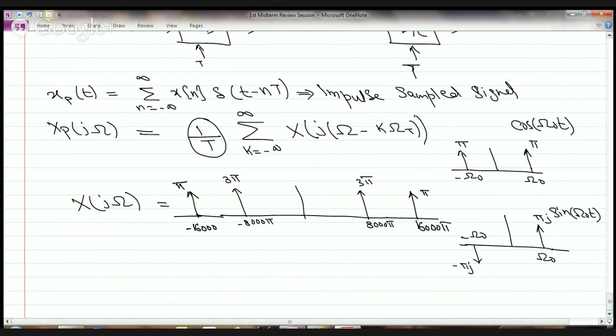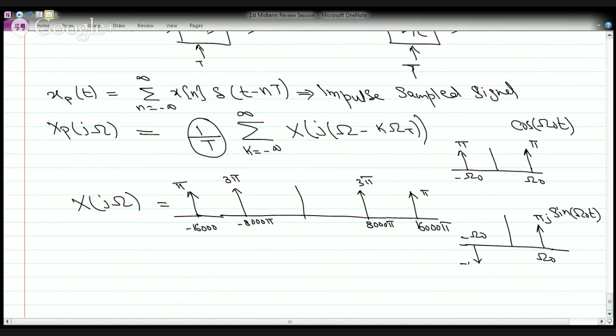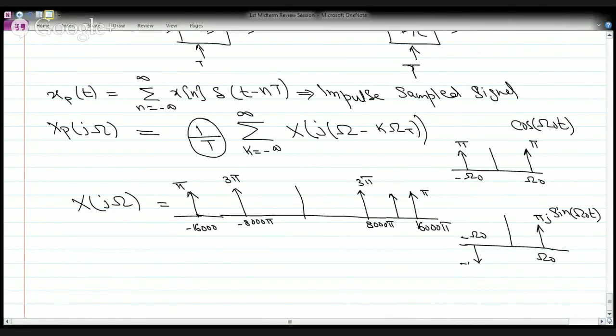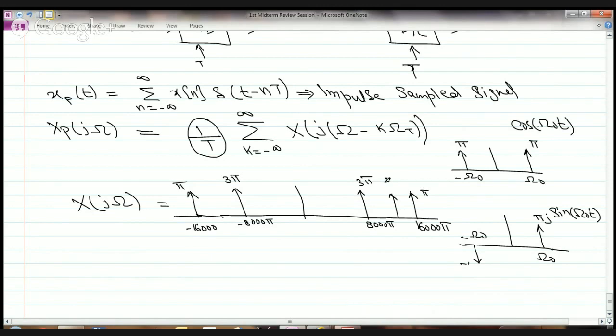And then I have a sine of 12,000 pi with strength of 2. So I get 2 pi j at 12,000 pi, and then I get minus 2 pi j at minus 12,000 pi.